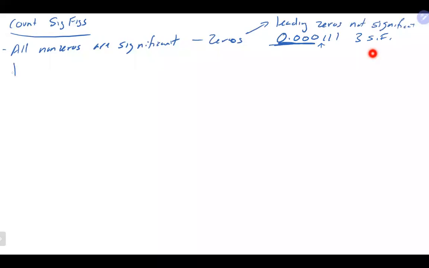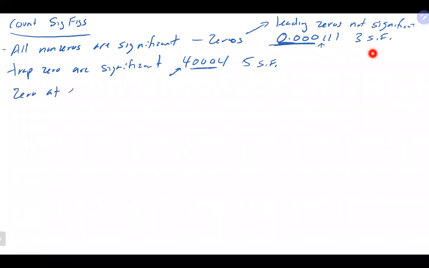There are trapped zeros, which are significant. And those are like 4004. All those guys are significant. You would start counting significant figures at the first 4. Those zeros in between would be significant, and the 4 at the end would be significant. So this guy would have 5 significant figures here, as they all would be significant. And then we have these zeros at the end, which are trailing zeros, and they may or may not be significant.